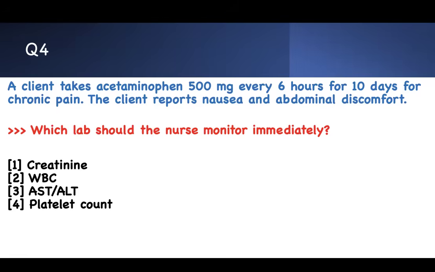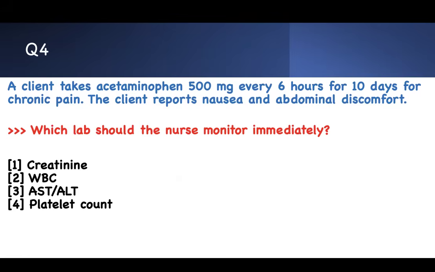That means taking the medication 4 times a day, right? 4 times a day for 10 days. And now I have abdominal pain and nausea. Something is not right, right? Which of the following should the nurse monitor immediately?